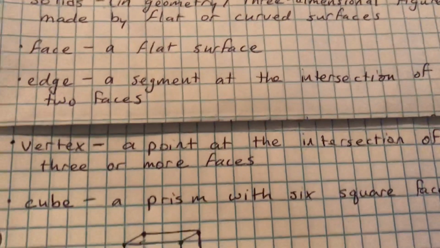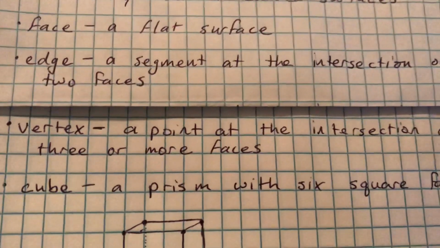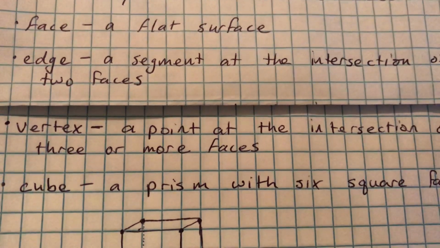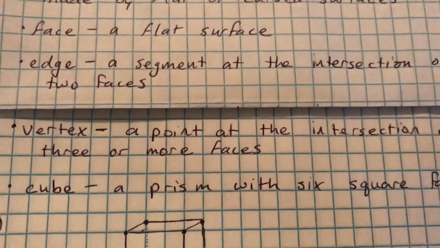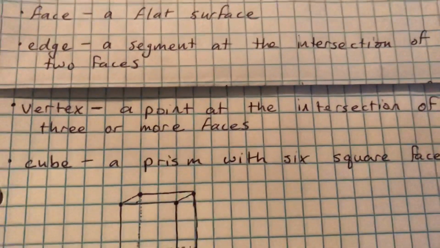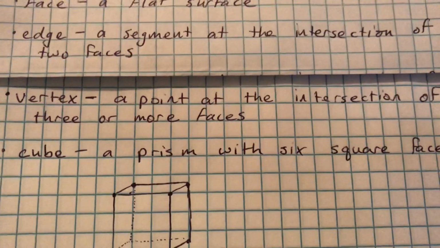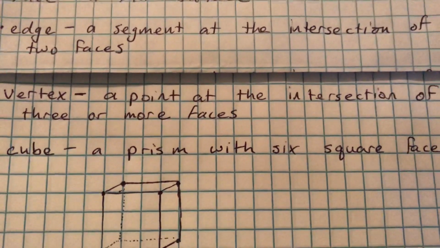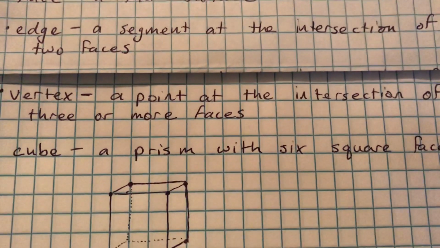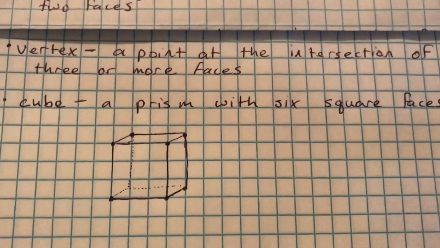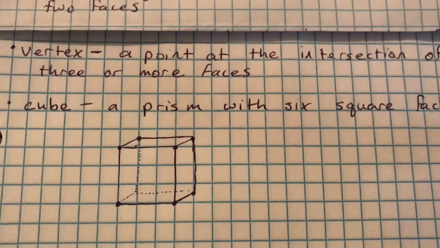Now, when you're talking about solids, a face is just a flat surface. And if you're forming some sort of a solid, sometimes you're going to have things called edges. The literal definition of an edge is a segment at the intersection of two faces. And a vertex then is a point at the intersection of three or more faces.